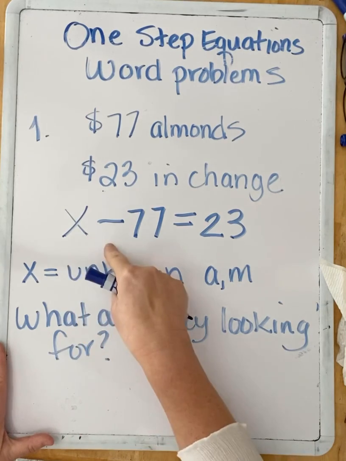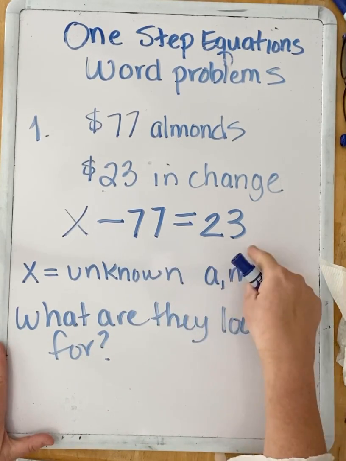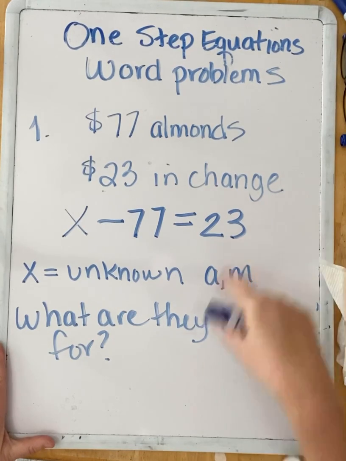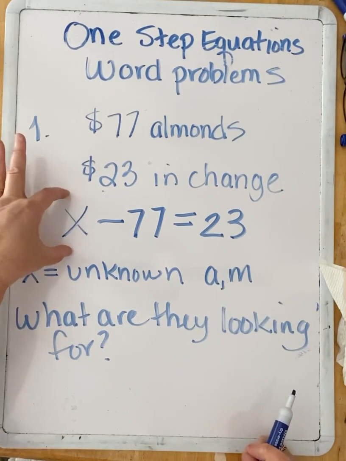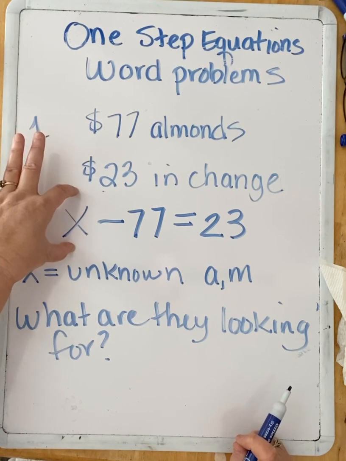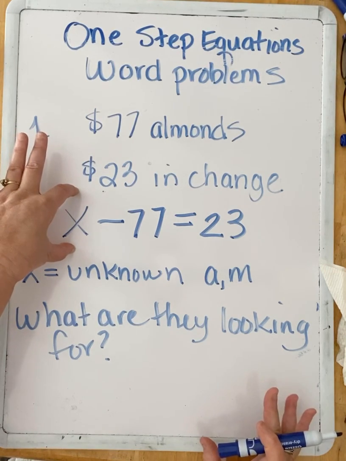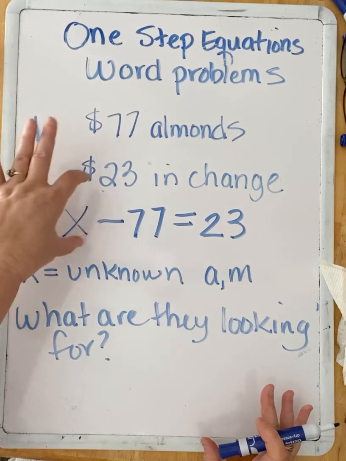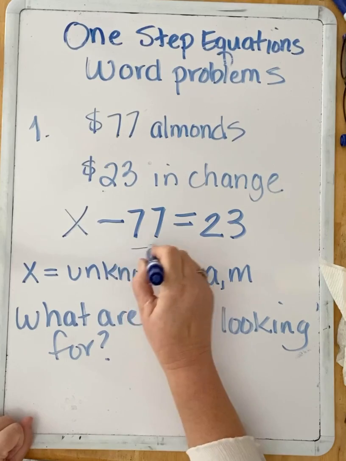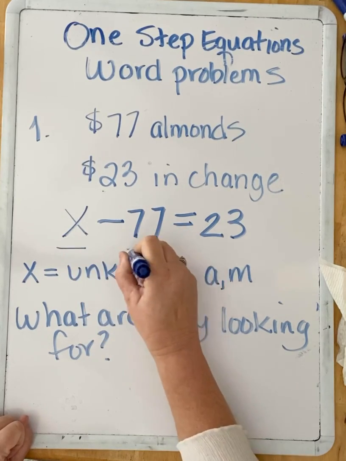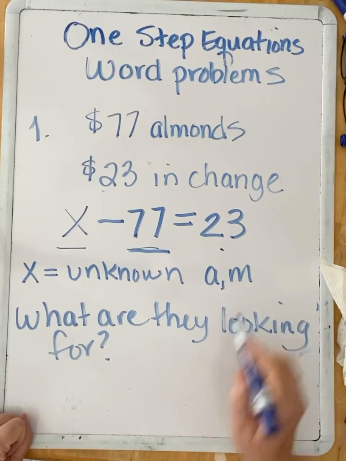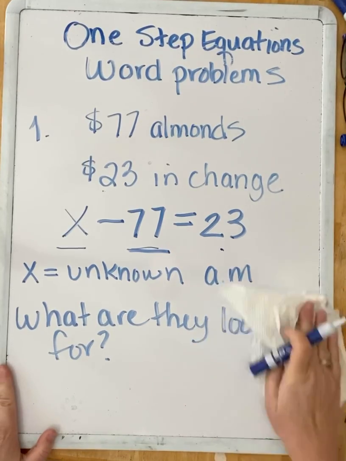Okay, so X minus 77 equals 23. So this is our equation. All right, we figured that out because Natalie gave the cashier some amount of money that we don't know. The almonds cost $77, unknown minus $77, and she got $23 in change. So this is our equation.